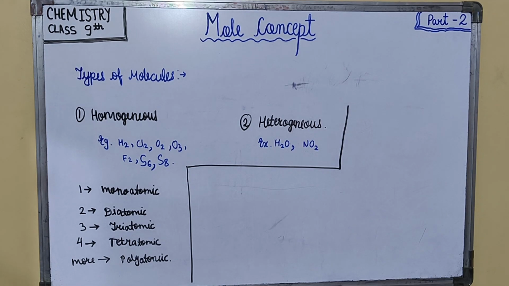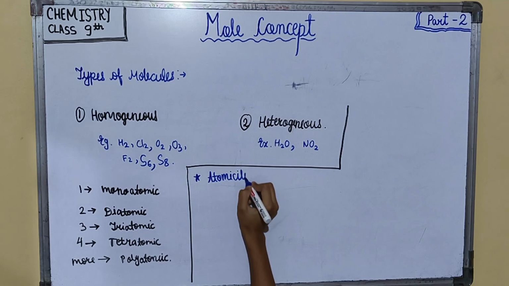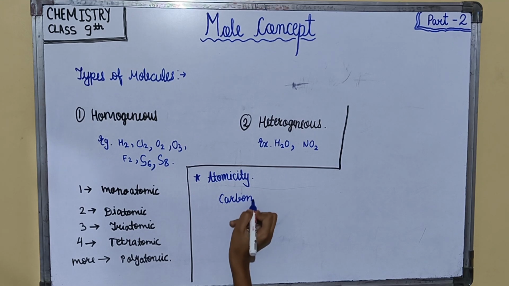So the next topic is atomicity. We are familiar with this word too. The number of atoms present in a homogeneous molecule is known as atomicity. The element with the highest atomicity is carbon. Therefore, the gases whose smallest particle acts both as atom and molecule are inert gases.